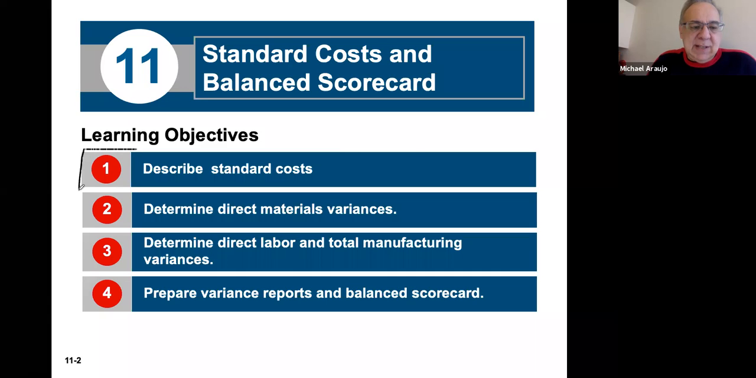But today's class, we're going to be focusing on the first two objectives, describing what we call a standard cost, and then looking at variances related to direct materials. So here we go.